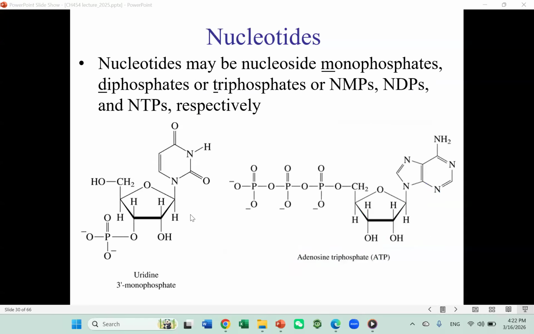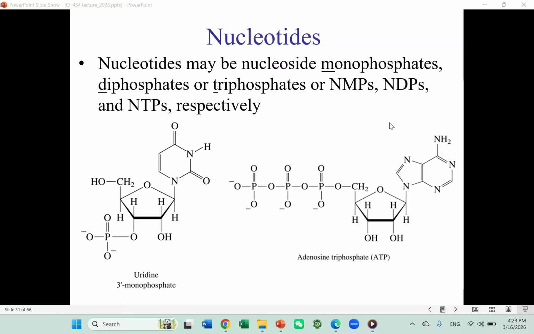Certainly you can also add a phosphate on the 3 prime. Fill out the bottom one, so that is uridine 3 prime monophosphate. In addition to monophosphate, you can add two phosphates and then triphosphate, three phosphates on the nucleoside. That is NDP and NTP, where N indicates the nucleobase, depending on the individual.